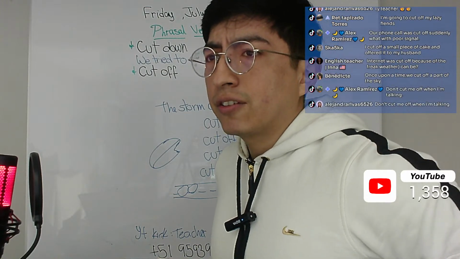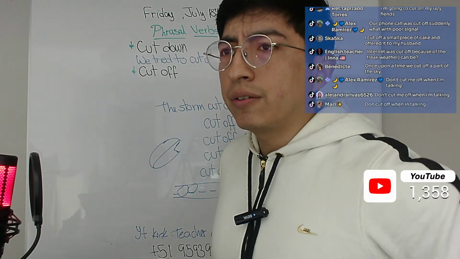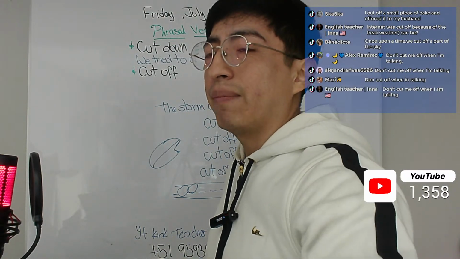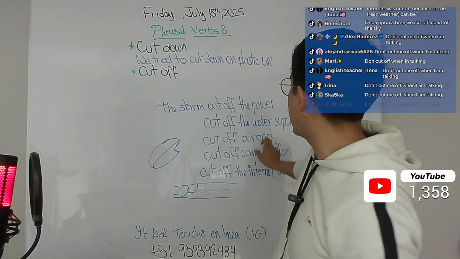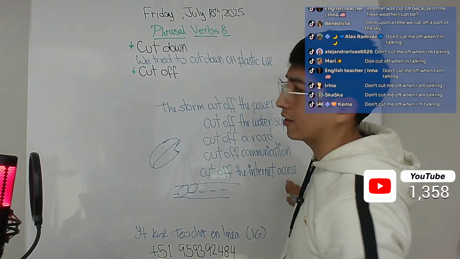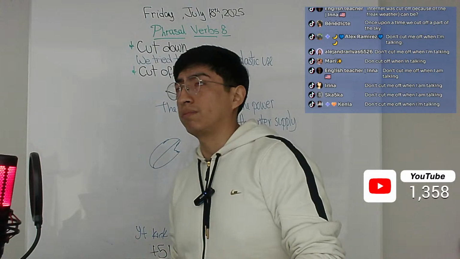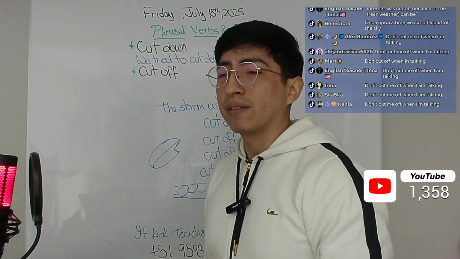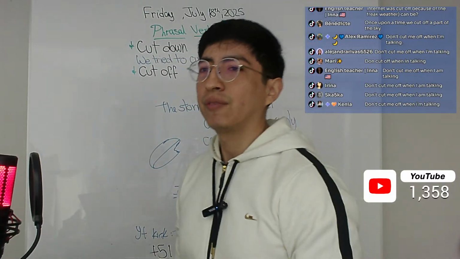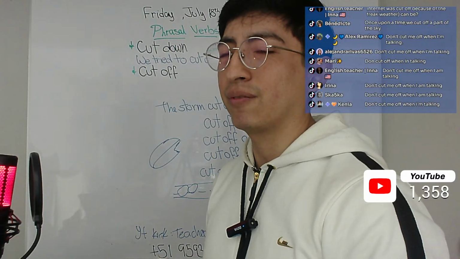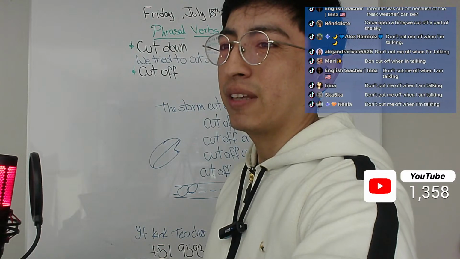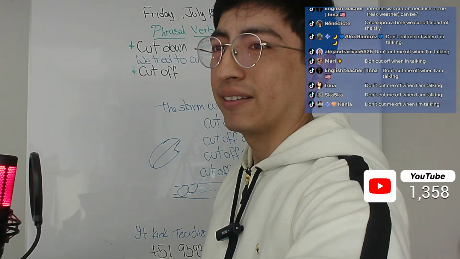Ina, hello, how are you doing? "Internet was cut off because of the freak weather." Yeah, maybe you can say my internet access, if you want to be more specific. My internet access was cut off due to the freak weather. Very good. Great to have you here. "Once upon a time, we cut off a part of the sky." Oh, that's crazy. And "Don't cut me off when I'm talking." Yeah, that would be the sentence.